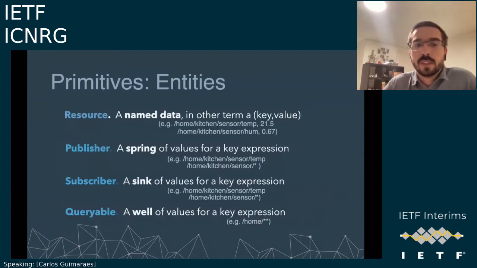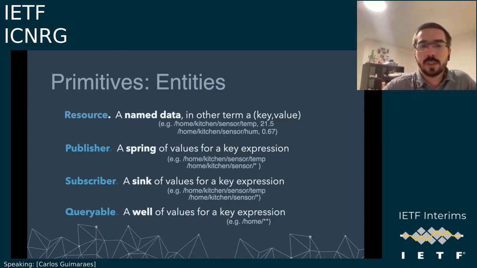And then when we have these keys, when we define these keys to name our data, how and who can make use of them? For this, Zenoh defines a set of entities that can handle keys and values in different ways. So we can have resources, which represent named data that is represented by a key and its corresponding value. We can have publishers, which represent a stream of values that match a given key expression. So in other words, it represents the entity that produces data.